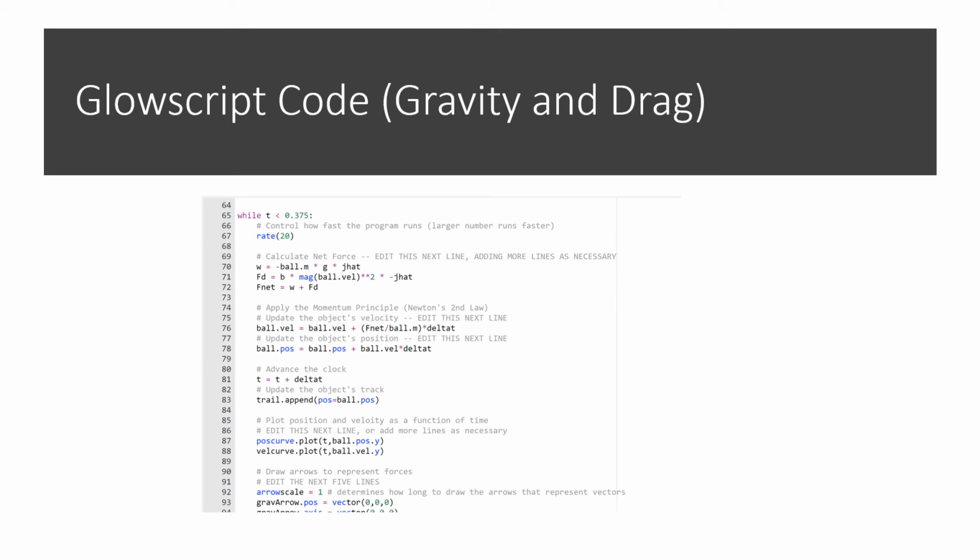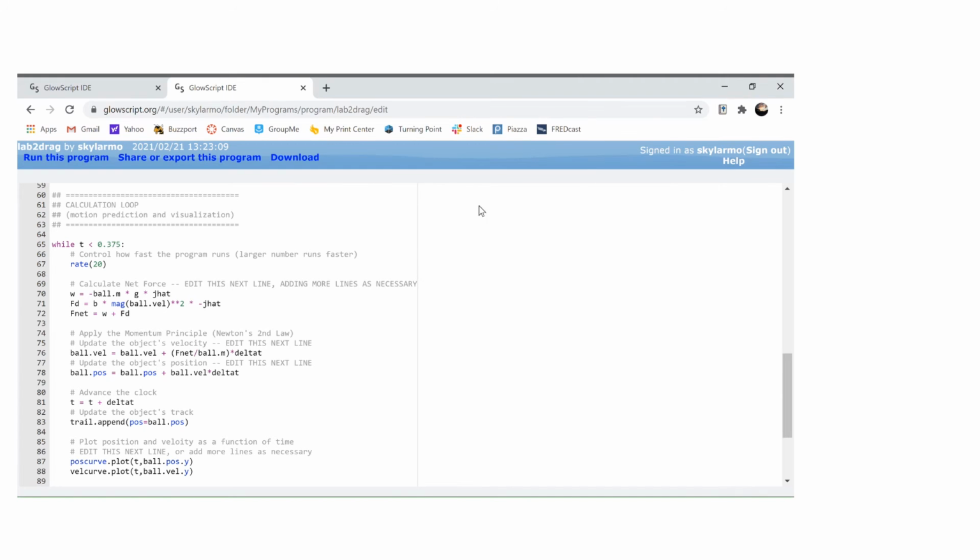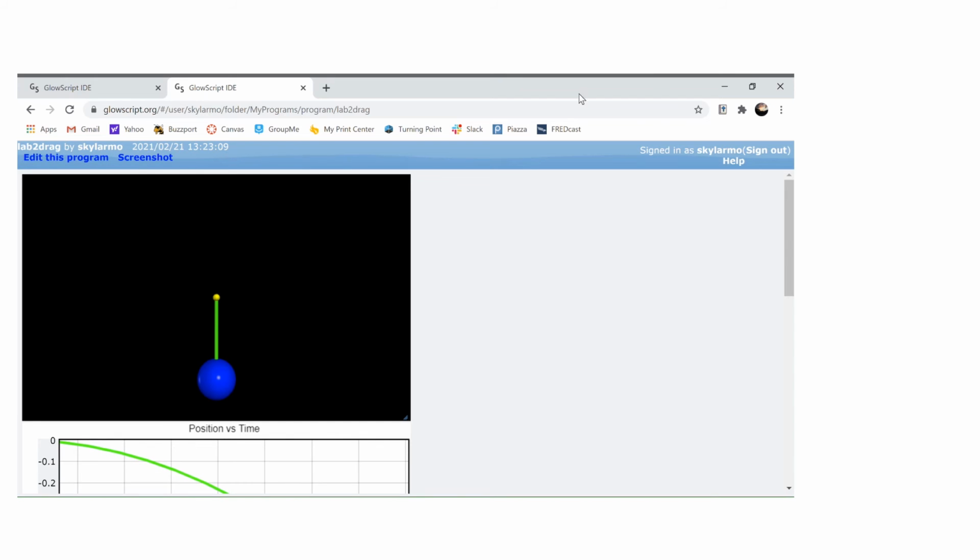So now we go back into GlowScript and adjust for drag force. On line 71, I set the force of drag equal to negative b times the magnitude of the ball's velocity squared times the negative unit vector j hat. And then for our net force, we add the weight force and the drag force. We keep the velocity update formula the same because that is a fundamental concept of physics. When I run this simulation, the force of drag is upward and the force of gravity is downwards. As the ball's velocity increases, the drag force increases due to the direct relationship between the drag force and velocity.